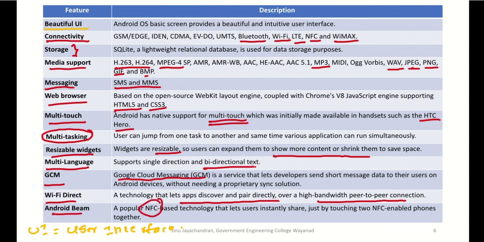NFC, as I told earlier, is basically near field communication technology, where if your mobile is in the vicinity of the field of the communication, then you can always exchange messages. So these are the features which enable Android to be one of the best operating systems in the world.